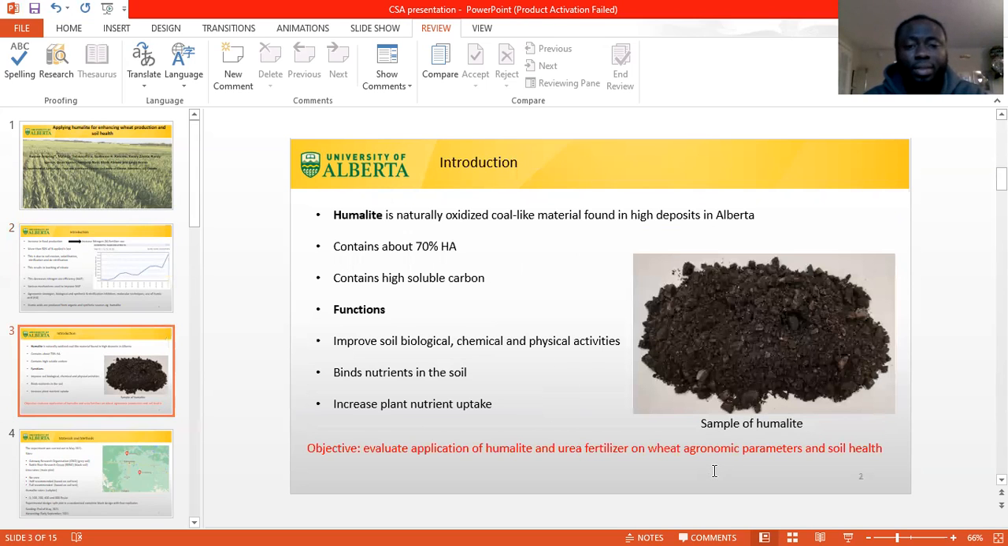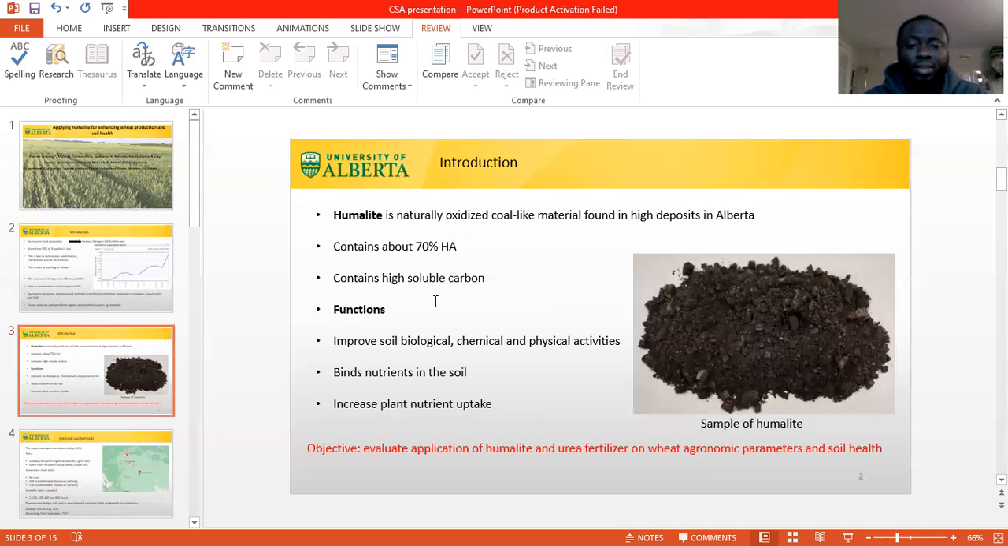And so, like I said, humalite is a naturally occurring organic amendment which is found in high deposits in Alberta, and it contains more than 70% humic acid, and also it contains high soluble carbon. And here on the right, you can see the picture of humalite, which is really black.